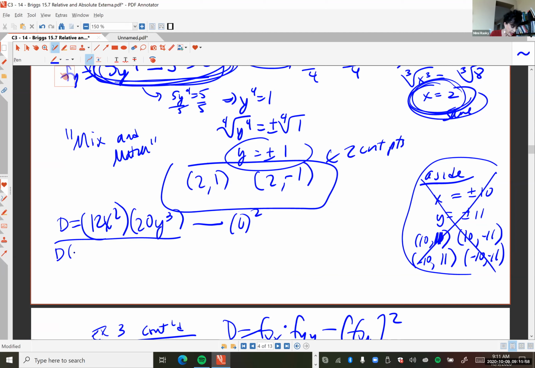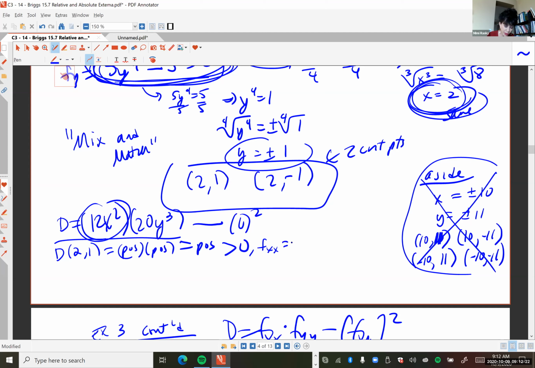So D evaluated at the point (2, 1), I claim, is you're going to basically get a positive times a positive number, which is equal to a positive. I don't even care what the numbers are sometimes. I just care if D is going to be positive. And that means I'm going to either get a max or a min. So now I have to look at fxx. But notice that fxx is 12x squared.